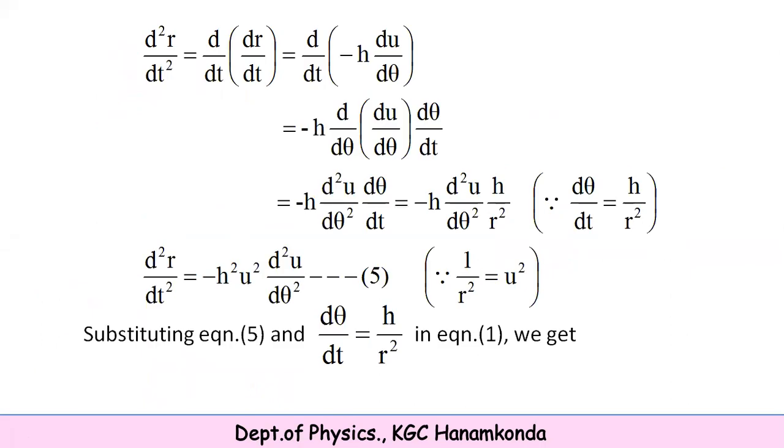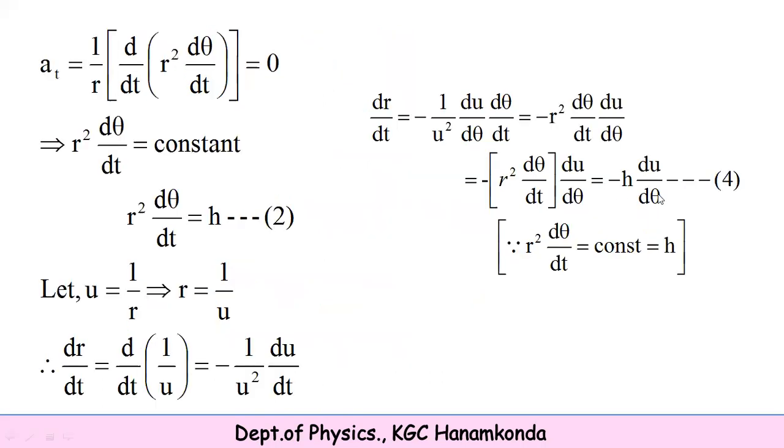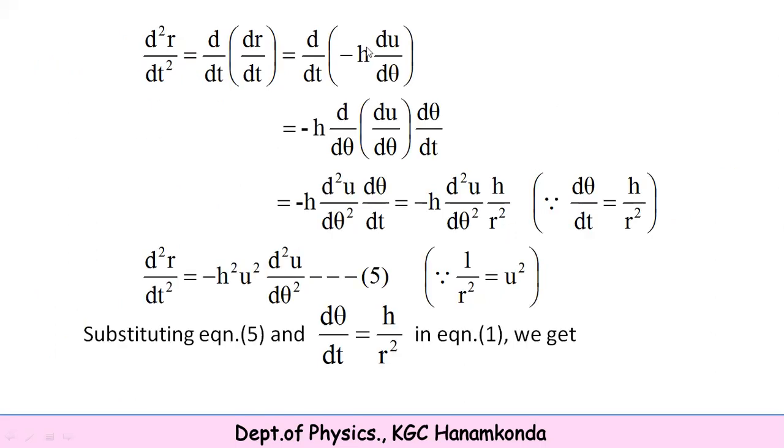Now, we wanted to find the acceleration, which is nothing but d by dt of velocity, that is d by dt of dr by dt. Therefore, taking the second differential of r, d square r by dt square equals d by dt of dr by dt. But we got the value of dr by dt in equation 4 as minus h into du by d theta. Therefore, substituting that value here, d by dt of minus h into du by d theta.